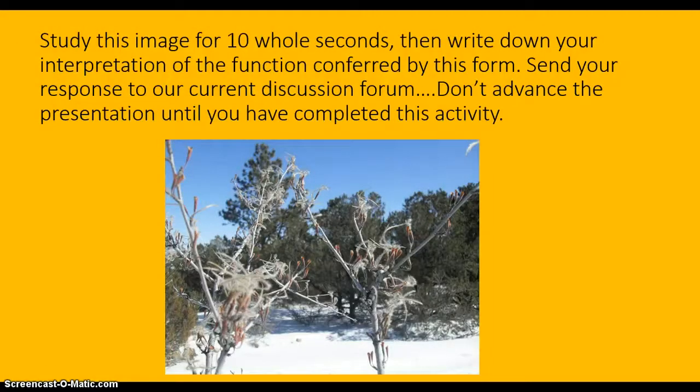Study this image for a whole 10 seconds, then write down your interpretation of the function conferred by this form. Send your response to our current discussion forum. Don't advance the presentation until you have completed this activity.